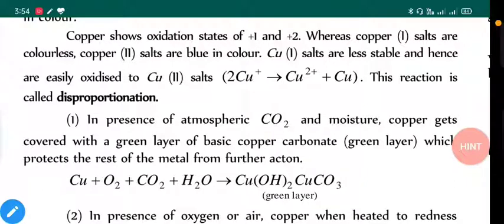So this reaction is called disproportionation, because in this reaction you will get a higher oxidation state than the reactant and a lower oxidation state than the reactant. So our reactant has +1 oxidation state and products have +2 and 0 oxidation state. So it is called a disproportionation reaction.